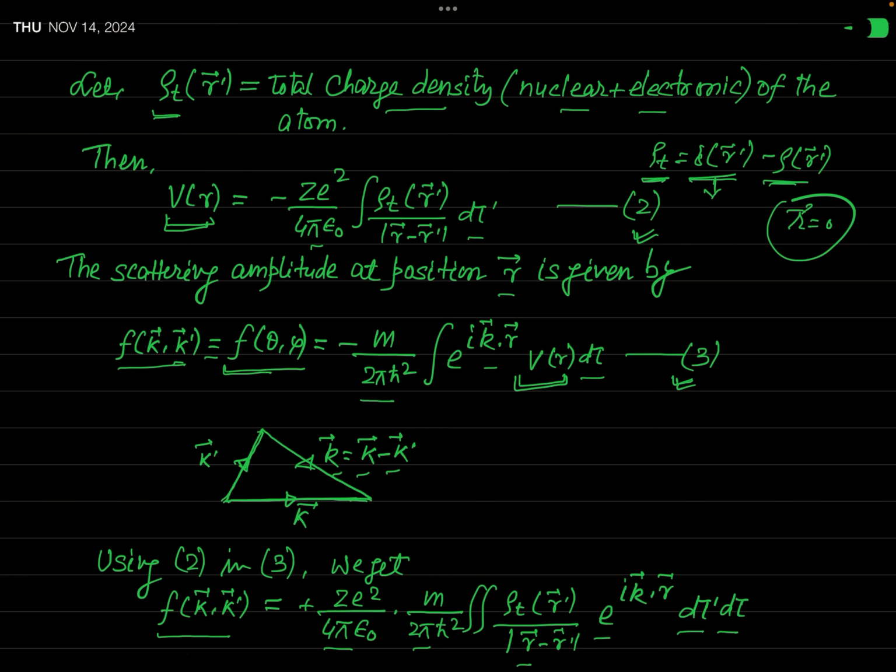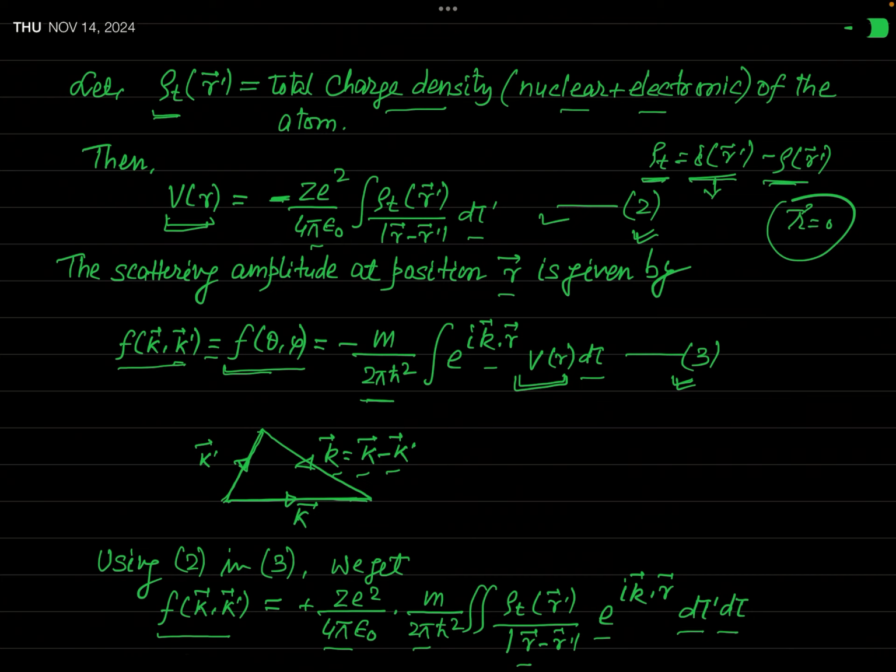Now since here the expression for V of r is negative and that for f of theta phi, or f of k comma k dash, is also negative, this minus times minus will become plus.